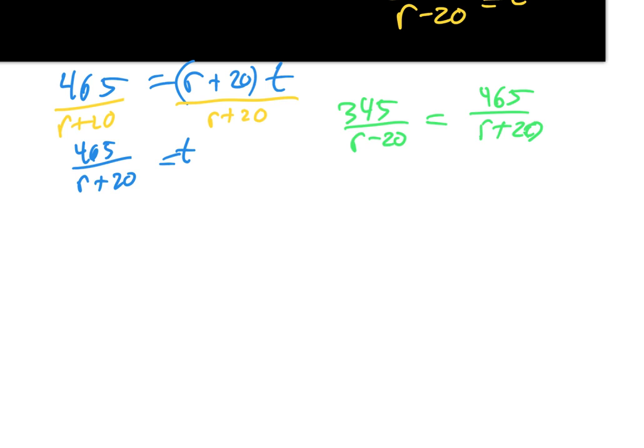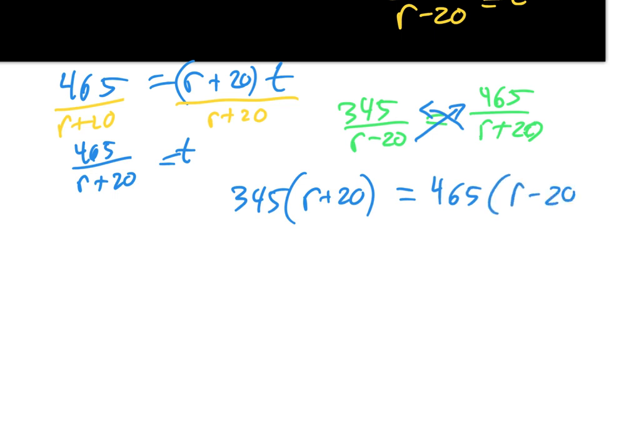Now, I would go back to where we started and I'd cross multiply. 345 times r plus 20 equals 465 times r minus 20. Oh, that's way out of line. Sorry about that. And at that point, you should be able to finish that out. Distributive property. Move all the variables to one side, numbers to the other. It's getting you back, hopefully, into some familiar ground.